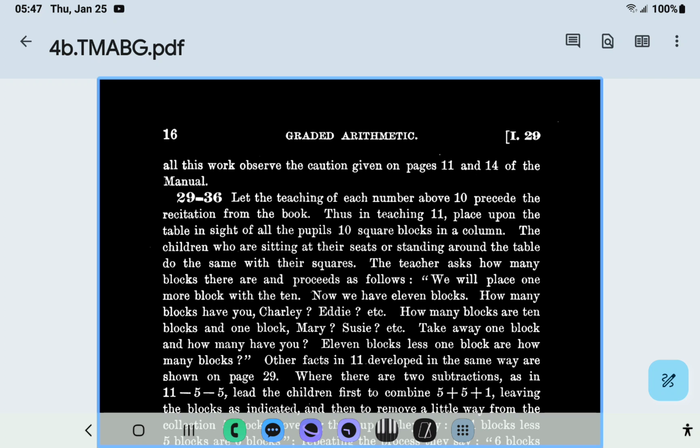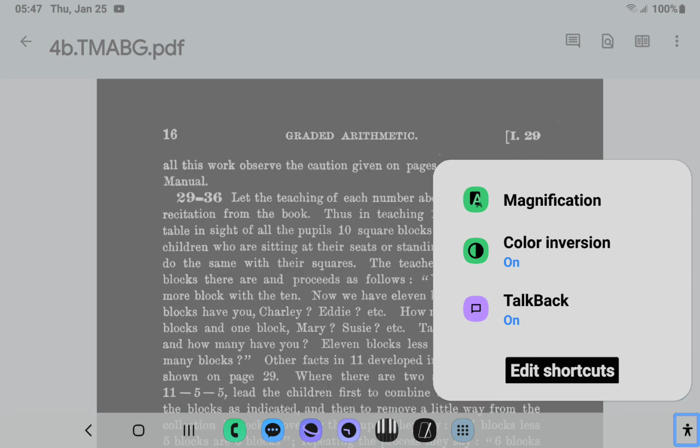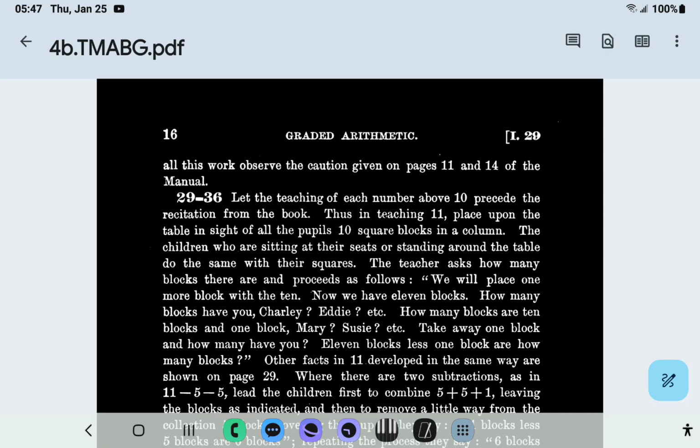Now let's hope that I get this thing to shut off properly. Oh, the talkback is still on. Let's do this. Accessibility shortcut button window. Accessibility, talkback. Talkback off. Yes, I got it.